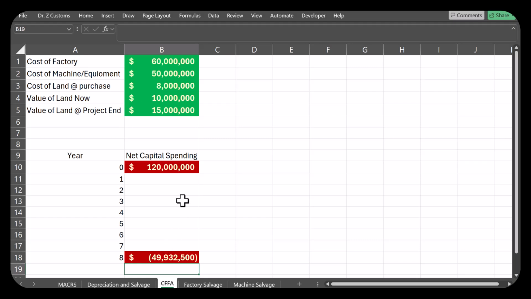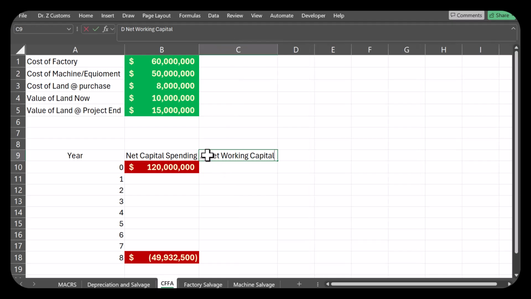Next, we're going to have to calculate change in net working capital. And that D, I want that to be Greek. You can apply separate formats to individual characters within a cell. For example, I can make that red if I wanted to.